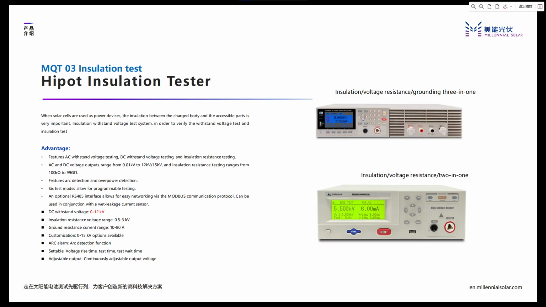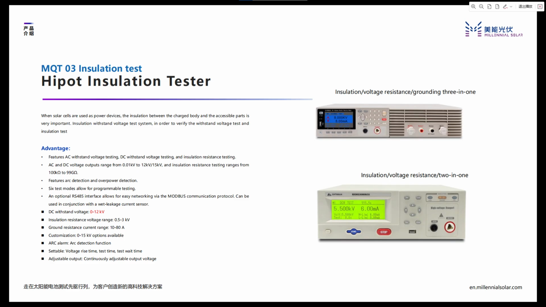Next one, MQT3, is the insulation test. The insulation test is a very simple device, and I'm sure everyone knows its application. So basically, when solar cells are used as a power device, the insulation between the charged body and the accessible part is very important. So the insulation withstand voltage test is required before you send the solar panels to the market, just for electrical safety purposes.